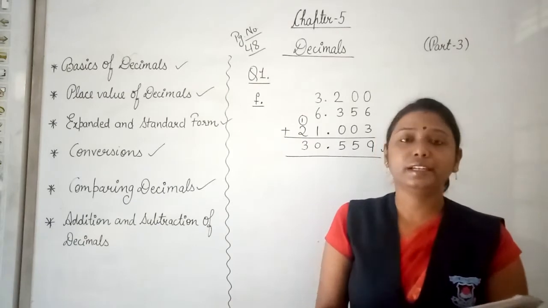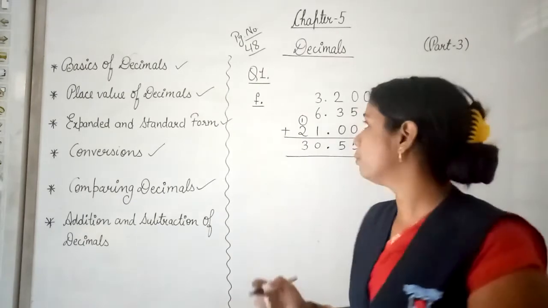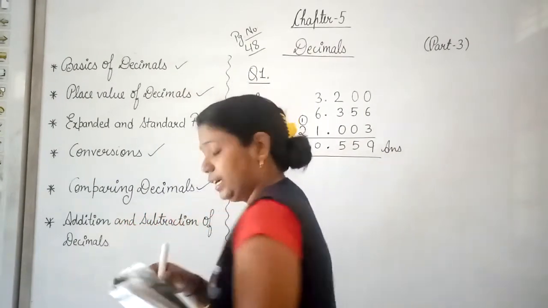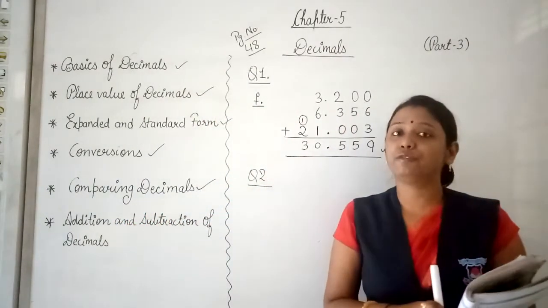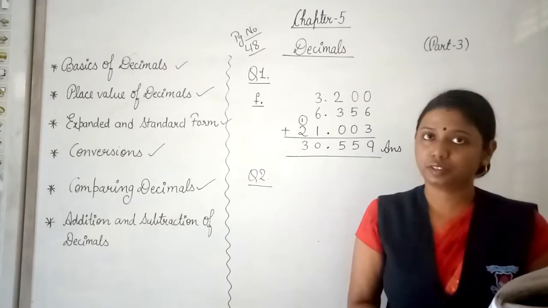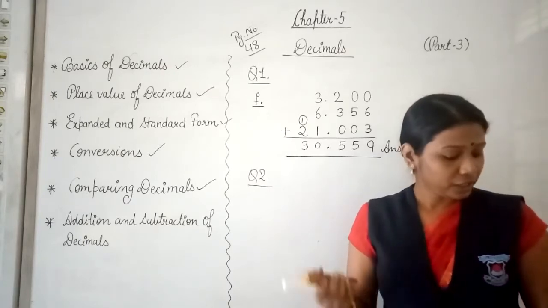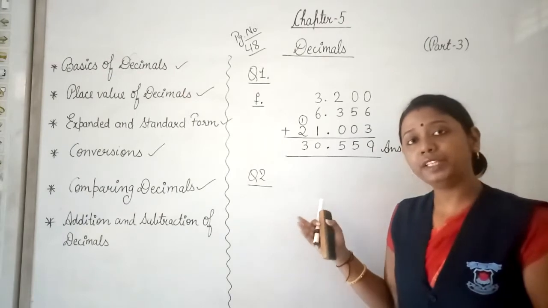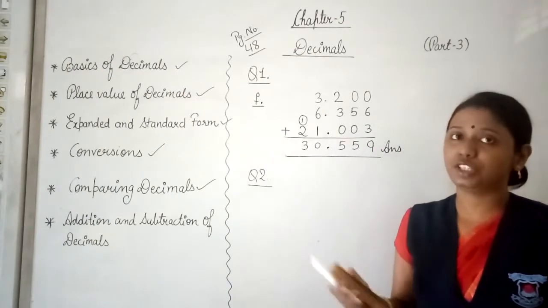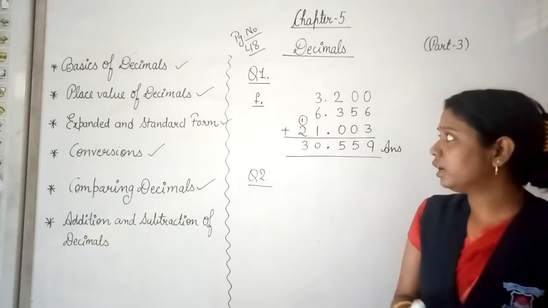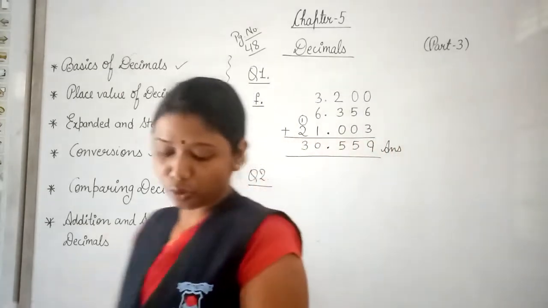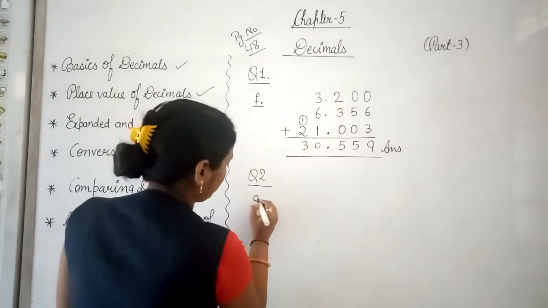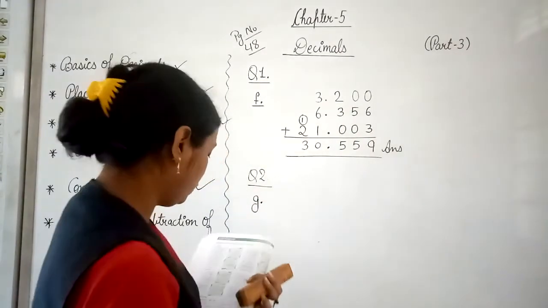Let us see the next question, that is question number 2. Here in question number 2 we have to perform subtraction. But here again we need not arrange the digits as the numbers are already given in arranged form. So I am telling you the G part of it. This is question number 2, G part. So how to do this?